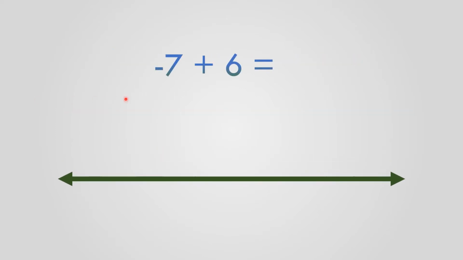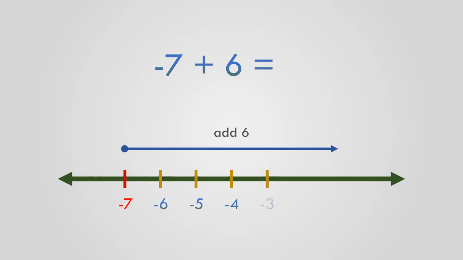Example number 1. Negative 7 plus 6. What is the answer? So this is negative 7. So positive 6 is going to the right. So let us count. That is 1, 2, 3, 4, 5, and then 6. So negative 7 plus 6, the answer is equal to negative 1.